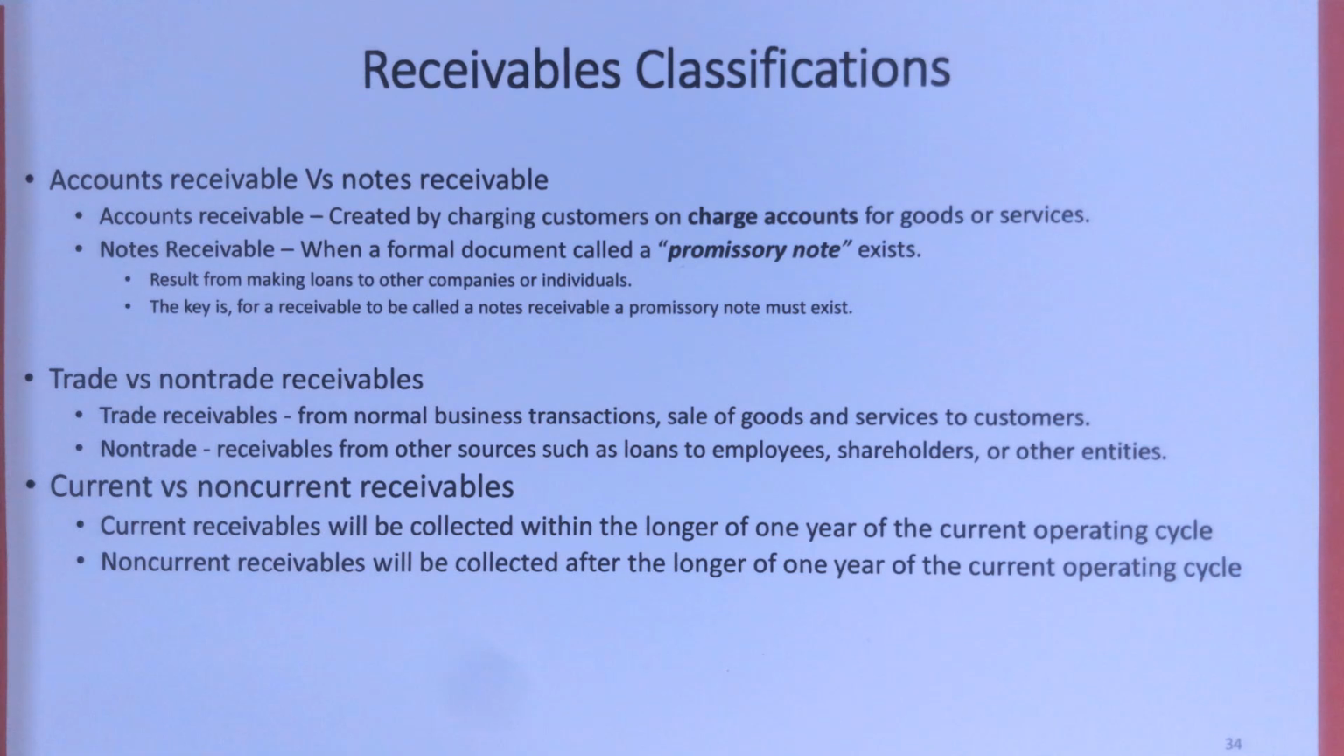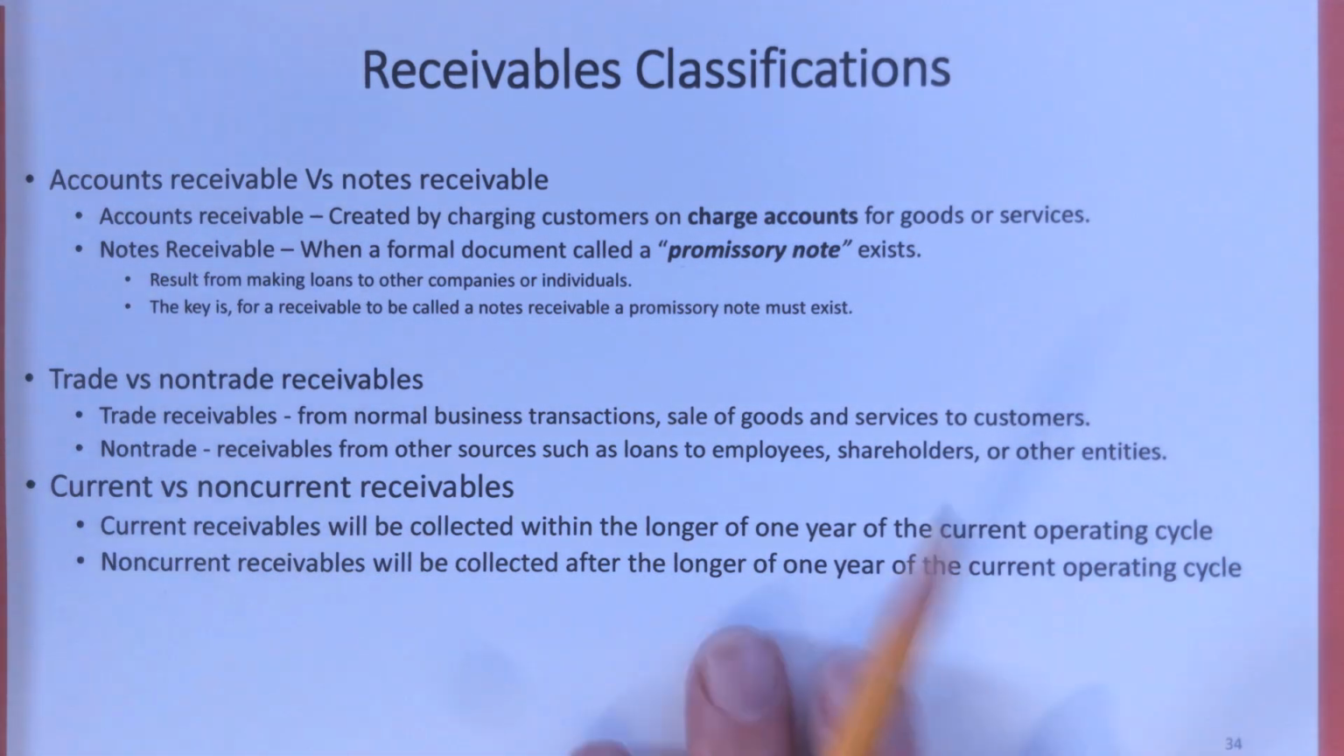Now, there are trade receivables and non-trade receivables. Trade receivables have to do with receivables created in the normal scope of our business. That's through the sale of goods and services to our customers. Non-trade receivables would be everything else, such as loans to employees, loans to shareholders, loans to others. And then there's another consideration, which is, are the loans current or non-current? Well, current receivables will be collected, or at least they're expected to be collected, within the longer of 1 year or the current operating cycle. And non-current receivables will be collected after the longer of 1 year or the current operating cycle.